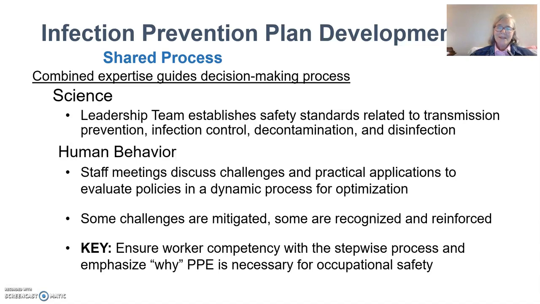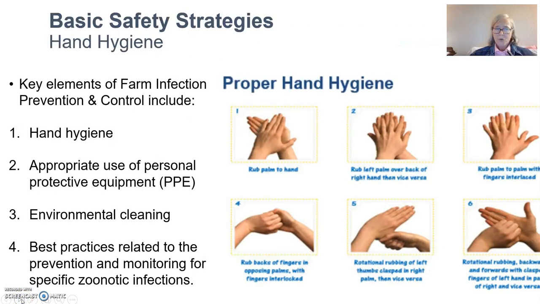And I think that this is what we say in all the different occupational safety courses that we teach. So, for example, if you look at basic safety strategies, hand hygiene, number one. So, key elements of infection prevention control, hand hygiene. Just taking that extra 2 minutes to actually wash their hands.